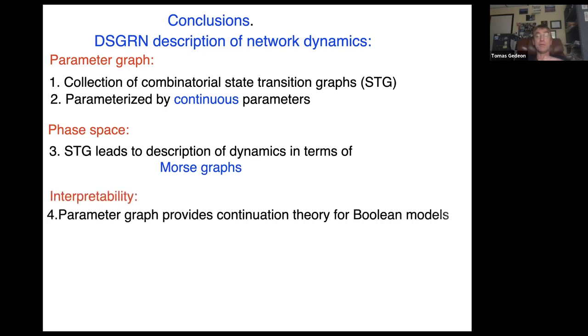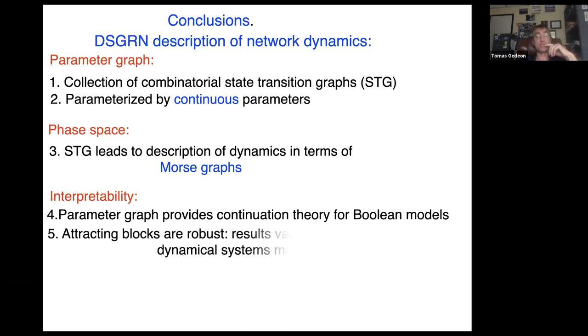And interpretability: the continuous parameterization and continuous phase space allow this interpretation in terms of the parameter graph as a collection of Boolean functions, but also there's a topological interpretation of these Morse sets in terms of attracting blocks, which can then be perturbed to smooth differential equations.